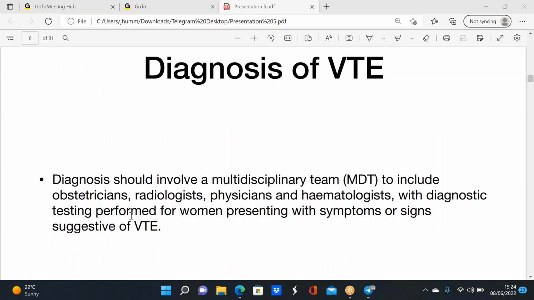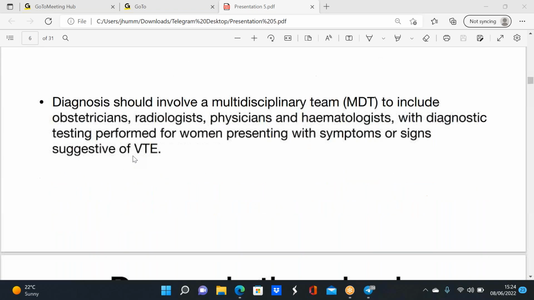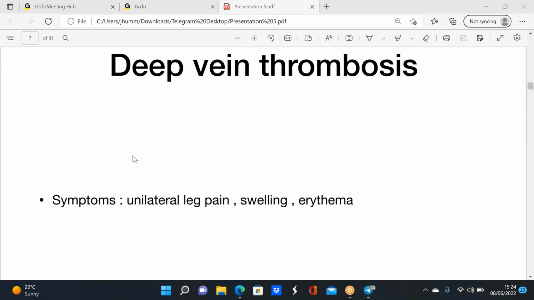So how do we diagnose VTE? Okay, so there should always be MDT involvement, multidisciplinary team involvement, which includes obstetrician, radiologist, physician, and hematologist, with diagnostic testing performed for women presenting with symptoms or signs suggestive of VTE. So for any woman, if we suspect there are signs and symptoms of VTE, we should always involve a team. Okay.